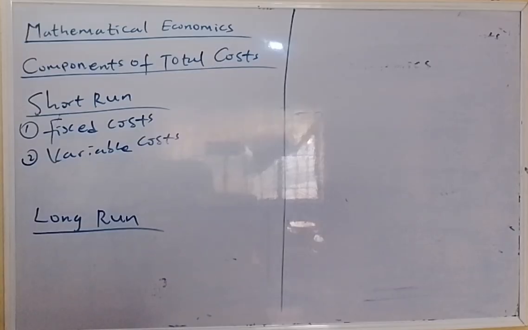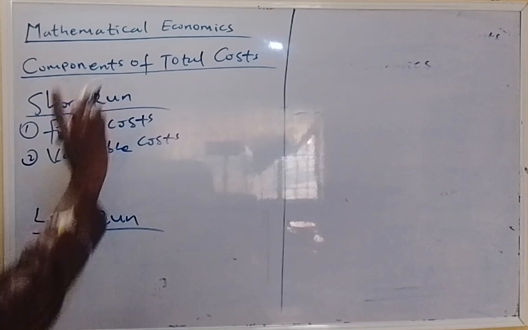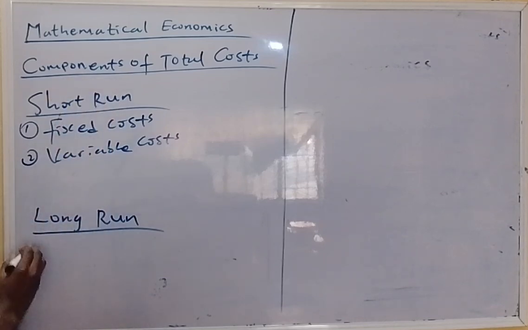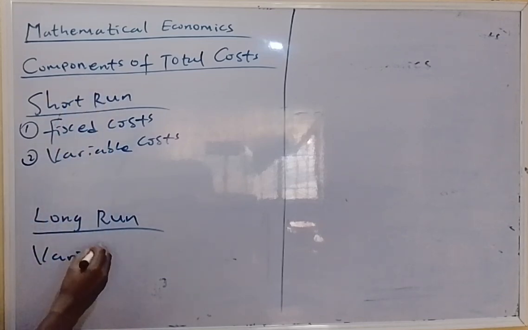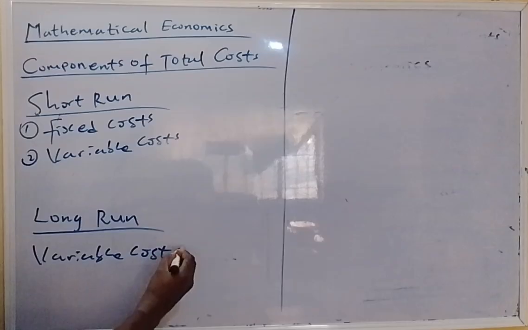But in the long run, there are no fixed inputs. So, in other words, no fixed cost. All costs in the long run are variable. In the long run, there's only one component, and that component is just variable cost.